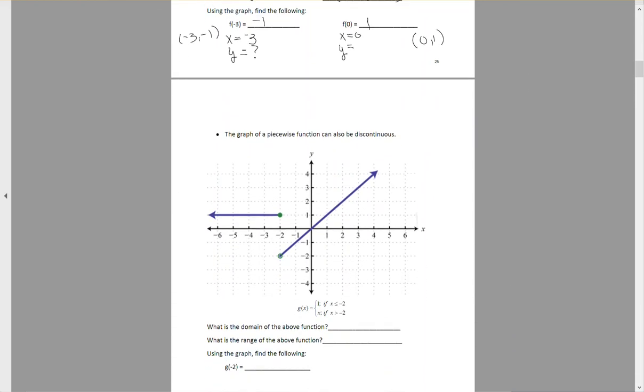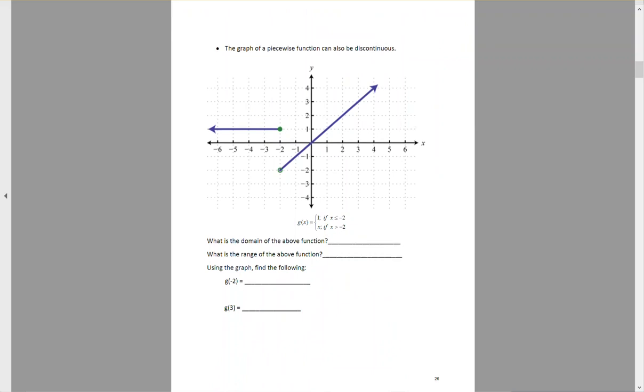Right. So looking at another piecewise function, this one is discontinuous because if I draw it, I have to pick up my pencil and then start again. So it's not a continuous function, but a discontinuous piecewise function. So again, what is the domain of this function? Going from left to right, where does it start and where does it stop?